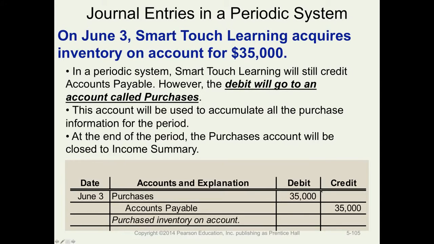Now, to illustrate a periodic inventory system, let's see what happens when Smart Touch buys those 100 units for $350 each. Here, of course, we'll still credit accounts payable, but as I said, we do not debit the inventory account directly. We debit an account called purchases. The account purchases accumulates all your inventory purchases in the year, and purchases is a temporary account.